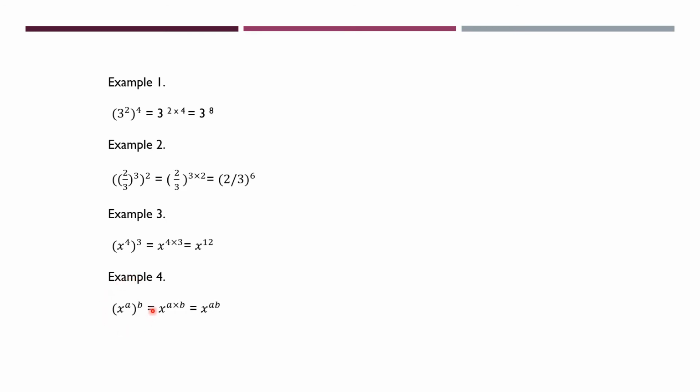Fourth example, (x^a)^b. Here the exponents are a and b. So we will multiply it and the answer will be x^(ab).